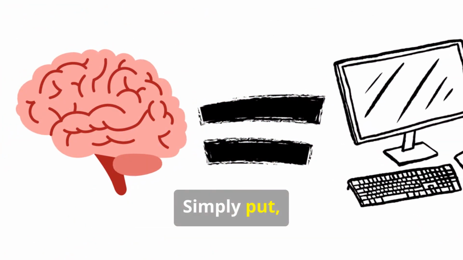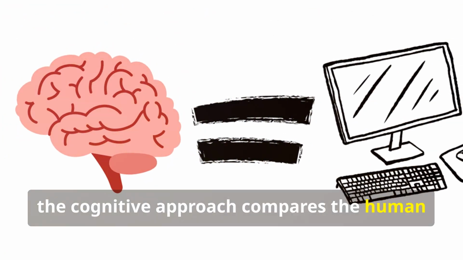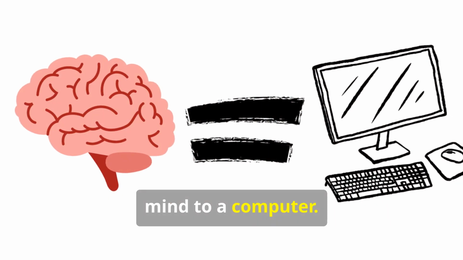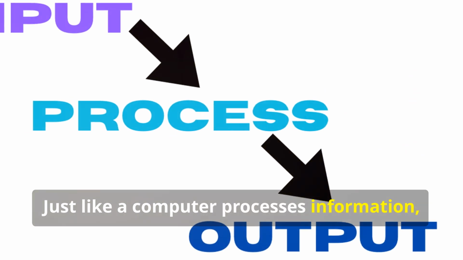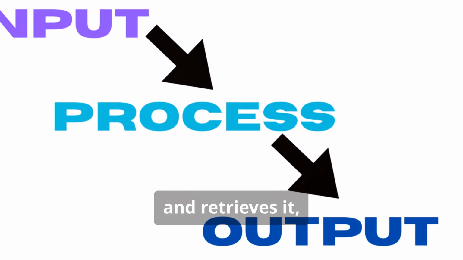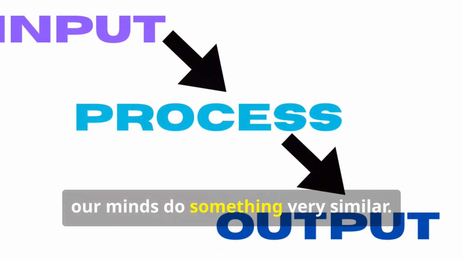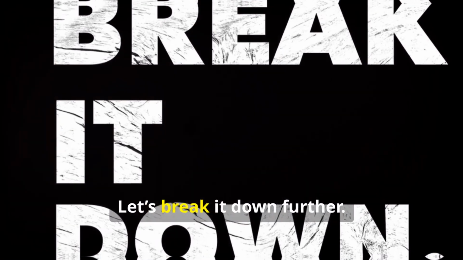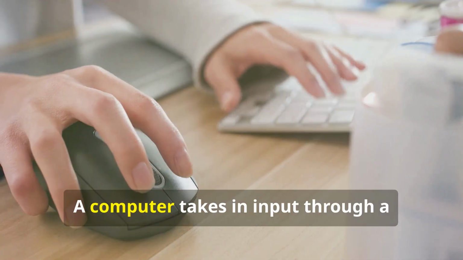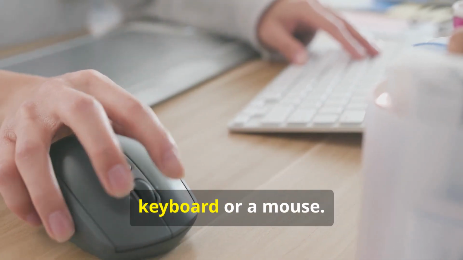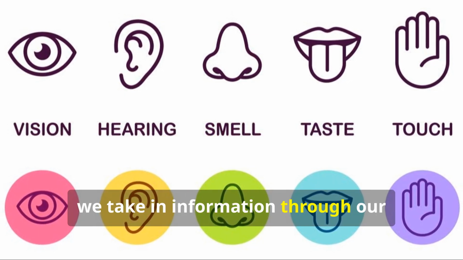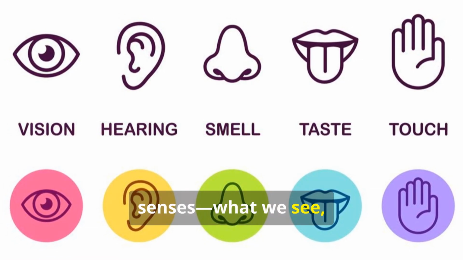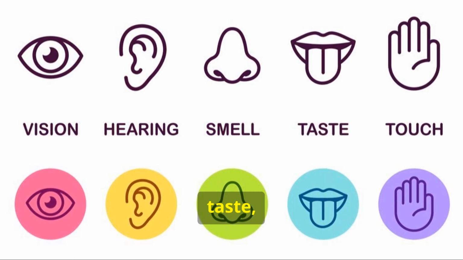Simply put, the cognitive approach compares the human mind to a computer. Just like a computer processes information, stores it, and retrieves it, our minds do something very similar. Let's break it down further. A computer takes in input through a keyboard or a mouse. Similarly, we take in information through our senses, what we see, hear, touch, taste, and smell.